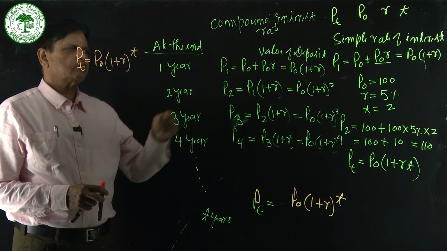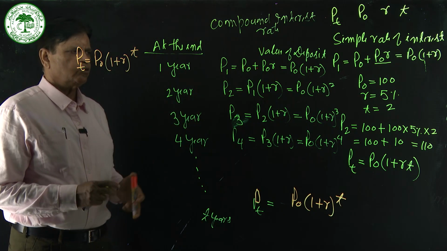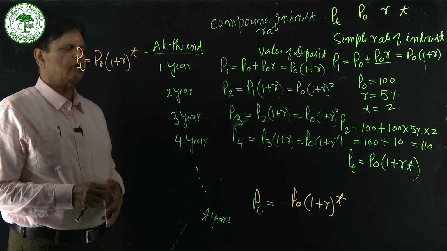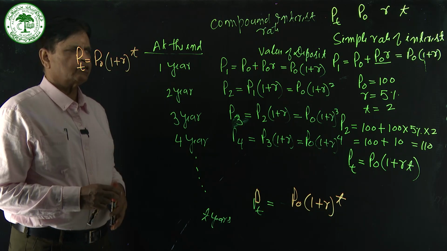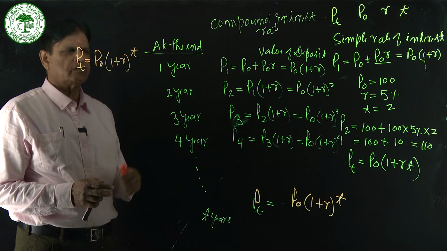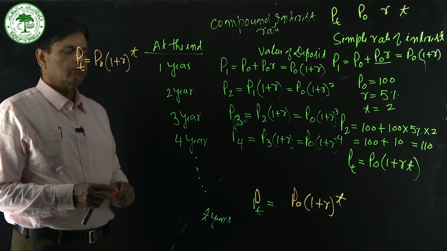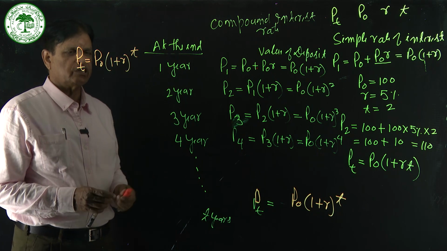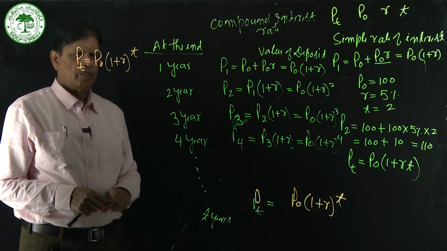That one was based on simple rate of interest, where the interest income will be the same every year. But in the case of compound interest rate, interest income will not be the same every year. It will be different for different years, because the principal amount is going to be different for different years.